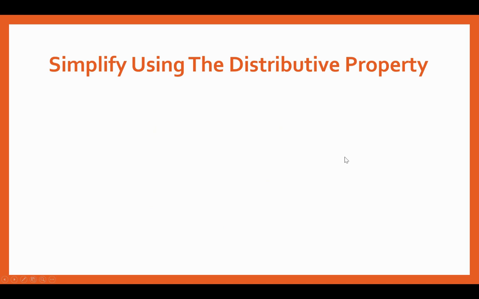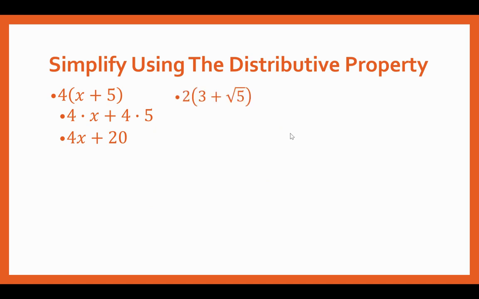When we talk about simplifying using the distributive property, this is a case where we've got like 4 times the sum of x plus 5, and we can distribute that 4 out. So it can be 4 times x plus 4 times 5, and we will then write that as 4x plus 20.